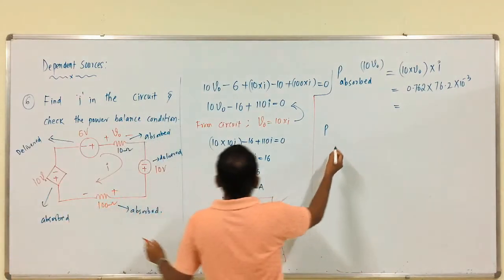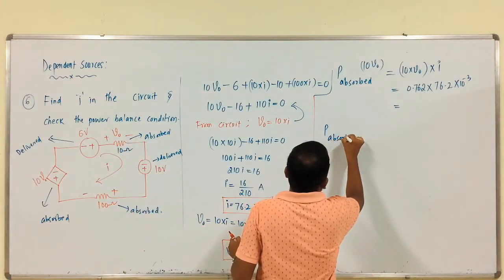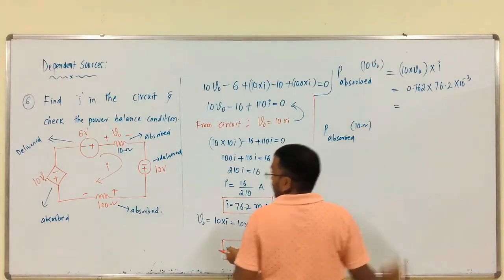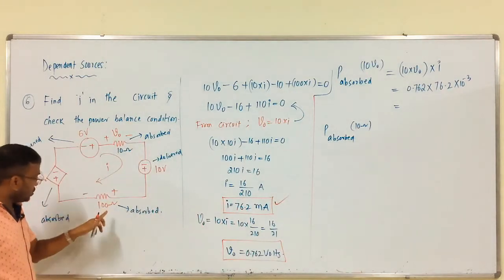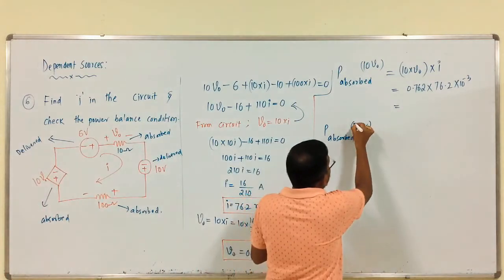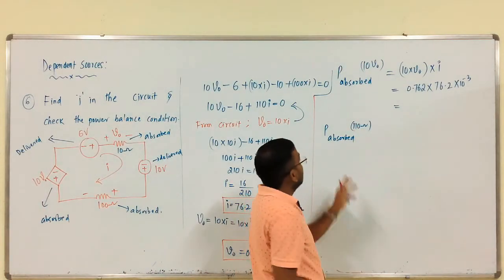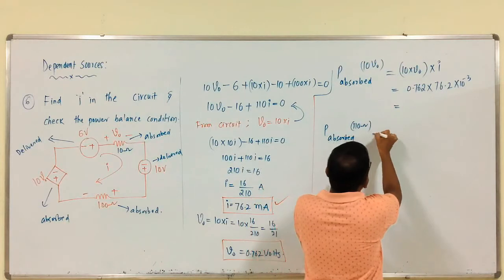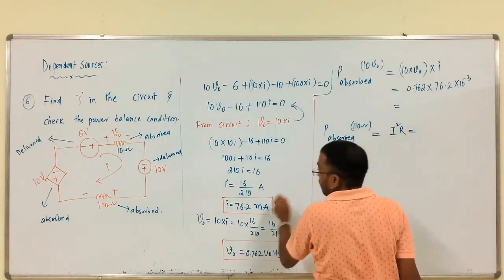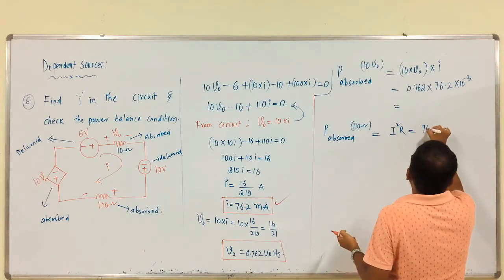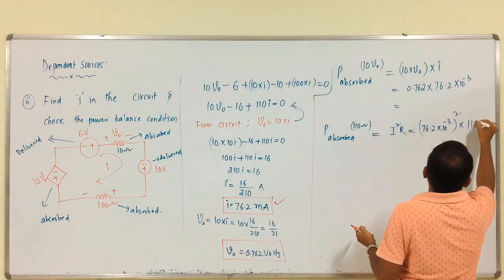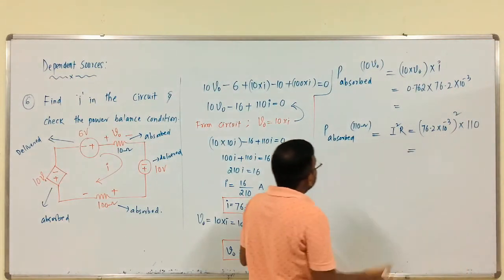Next, the power absorbed by the 10 ohm branch. Again the 10 ohm branch and this 100 ohm branch, the power is absorbed. Simply, you have to write 110 ohms, since they are connected in series. Power absorbed by the 110 ohm branch is nothing but I square R, which is equal to 76.2 into 10 power minus 3, whole square, into the value of R, 110. I will write the answer.